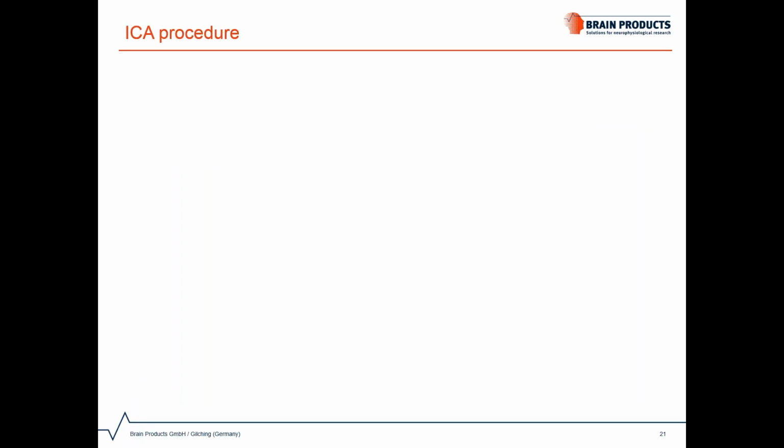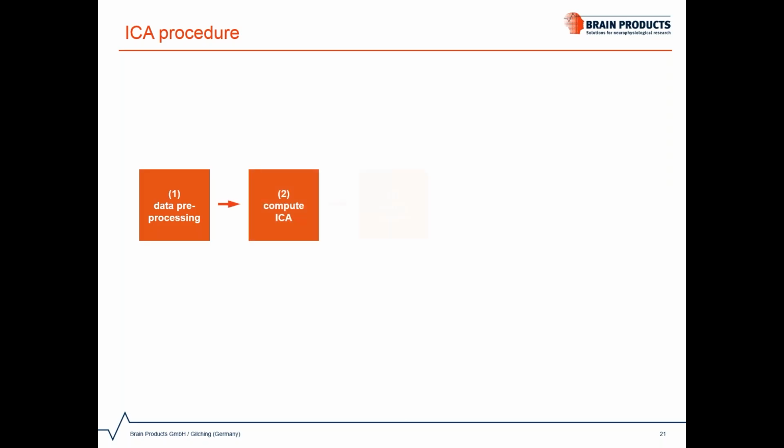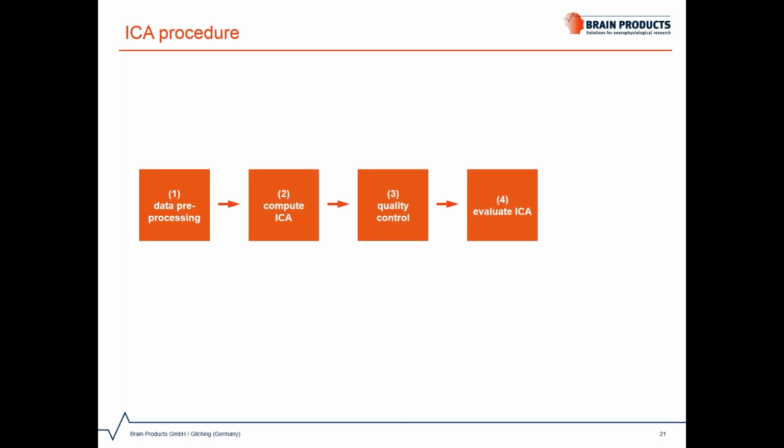Let's have a look first at the ICA procedure in Analyzer. First, the data has to be preprocessed properly. We will check the recommended preprocessing steps in a minute. Second, the actual ICA process, which involves unmixing the channel data, checking the quality of the decomposition, and evaluating the components.